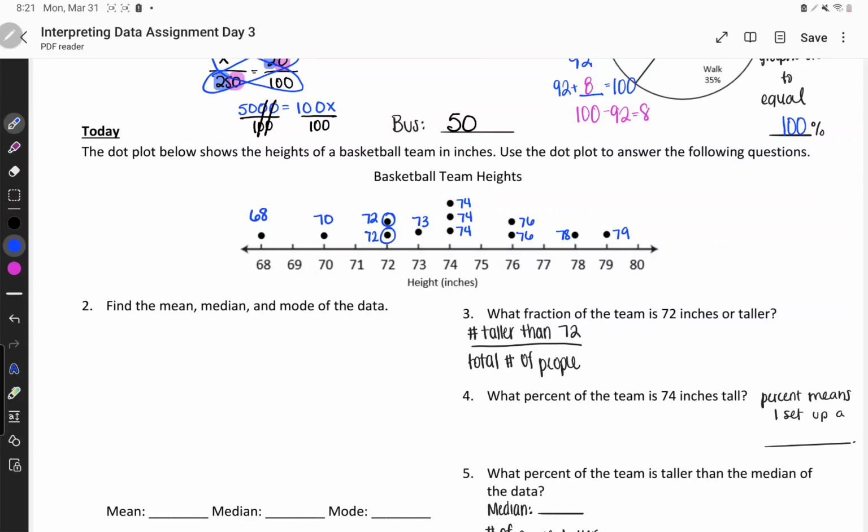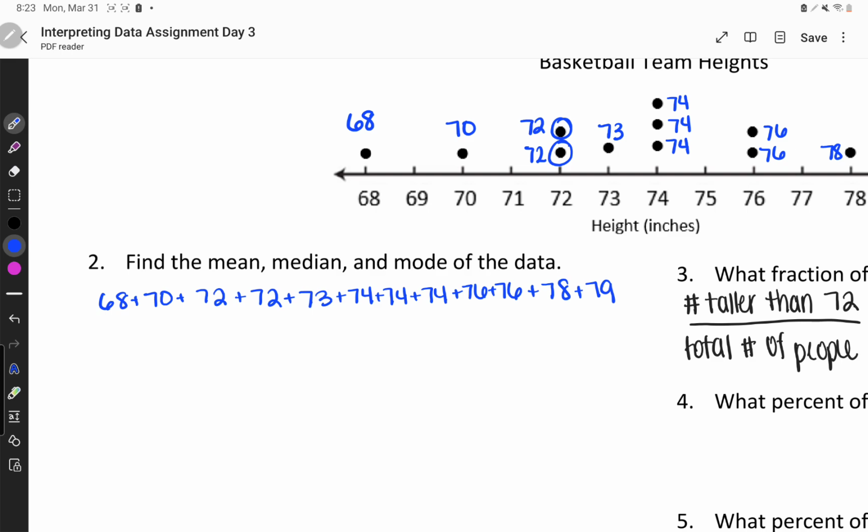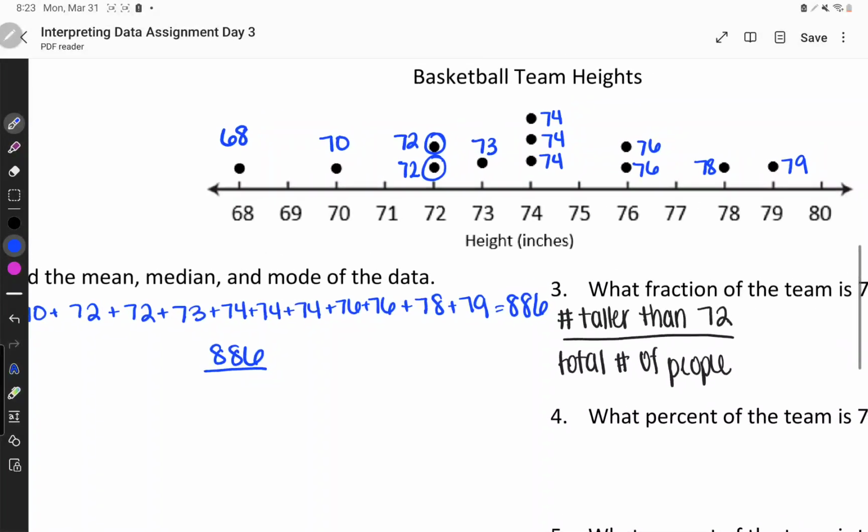I'm going to add all of those up together, which is why I'm allowing you guys to use a calculator. So what did you get whenever you did that? You should have gotten 886. And then after that, we divide that 886 by the total number of data points that I have, or the total number of dots that we have. So how many total dots do we have? Well, we have 1, 2, 3, 4, 5, 6, 7, 8, 9, 10, 11, 12.